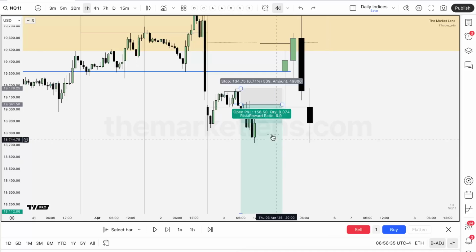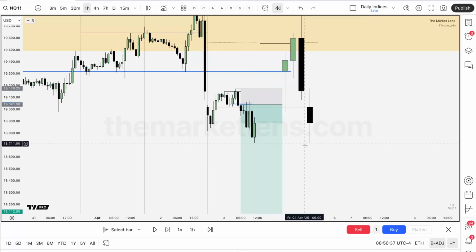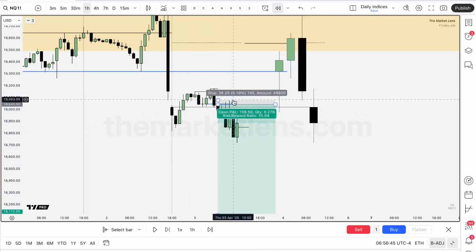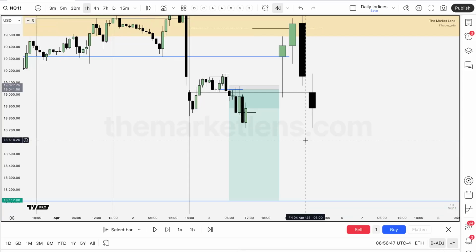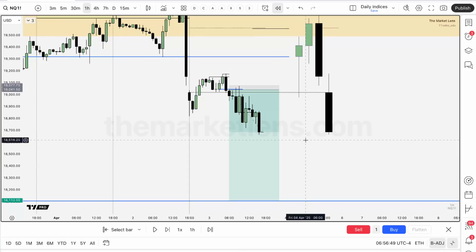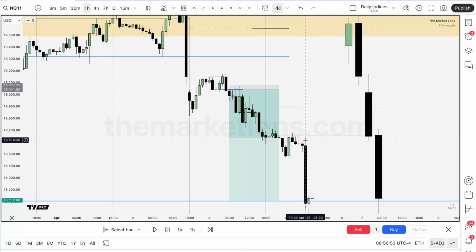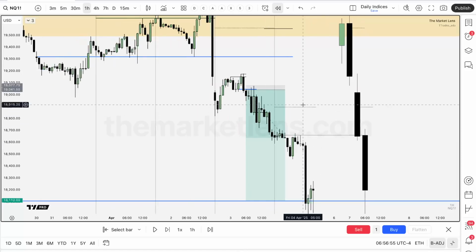Retrace back up into this level, as well as that fair value gap. But then we have a new opposing candle. This is when I could then either trail my stop to there, because now we have a new protected high, or leave it. Let's see. And there we go. Into the next day, it goes and continues to those lows.